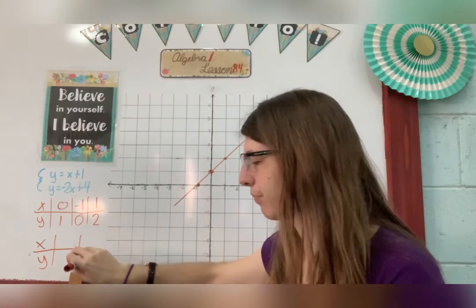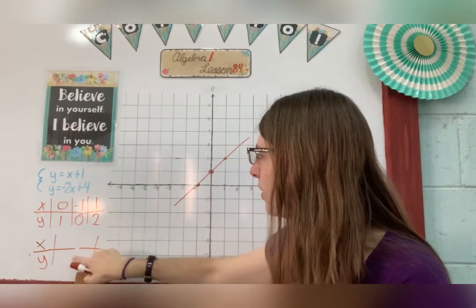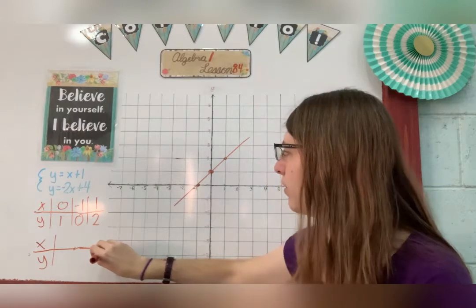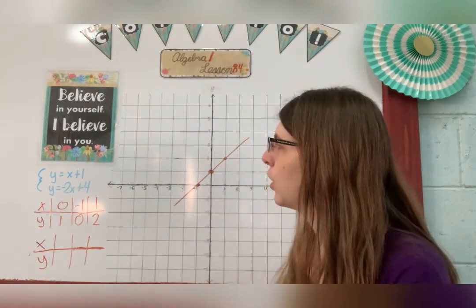Let's see. Kind of ran into the thing. Hold on one second, guys. My ruler fell over. Okay, there we go.